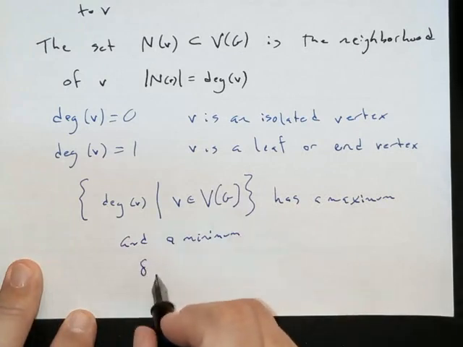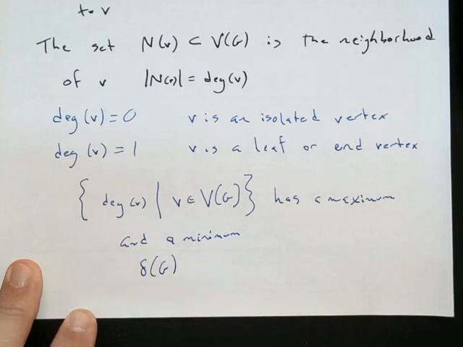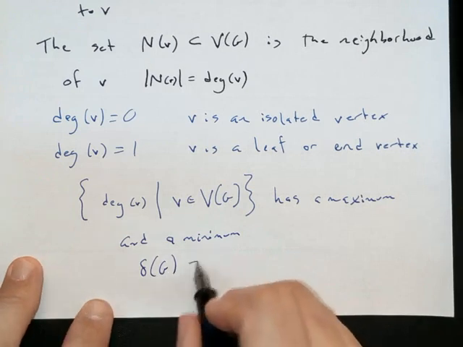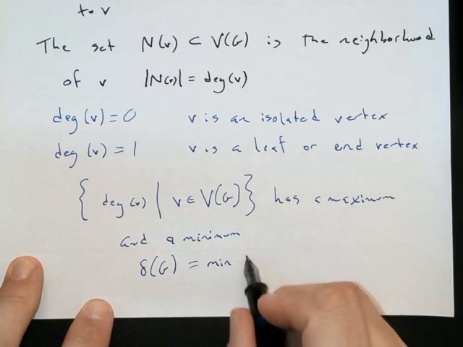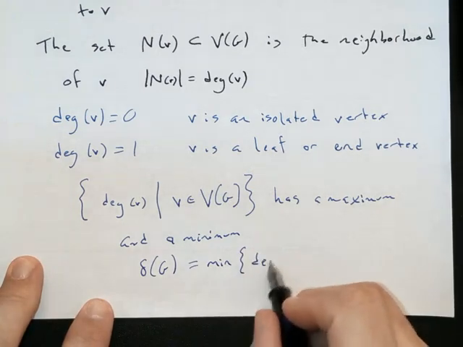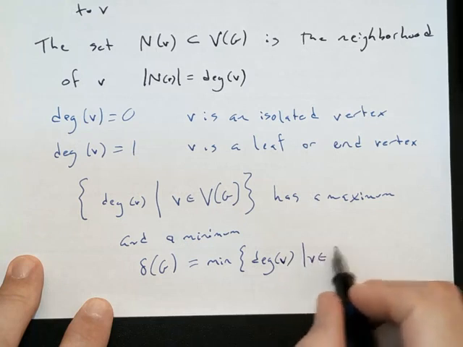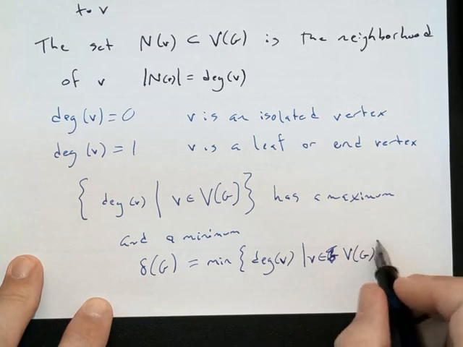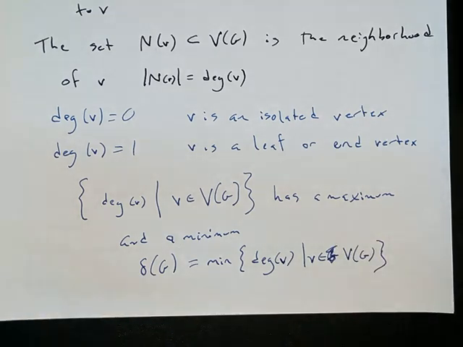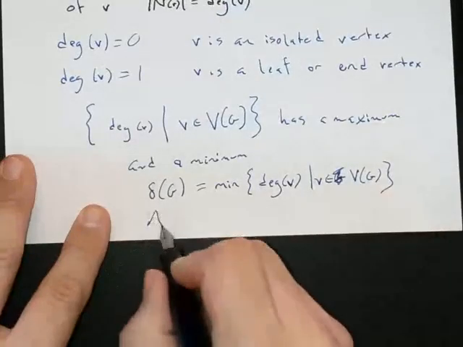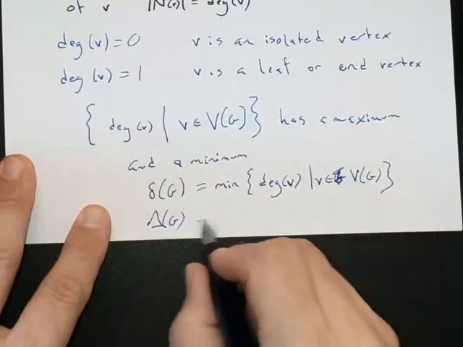We will call little delta of G the minimum degree. Well, if little delta is my minimum, then I'm going to make capital delta my maximum.